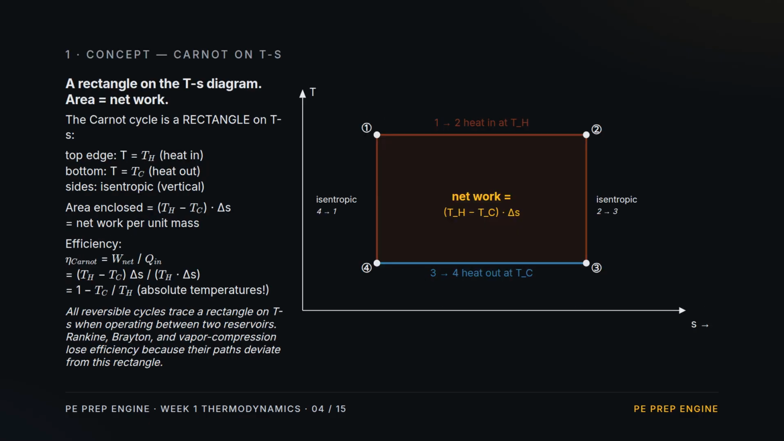Carnot on the TS diagram is a rectangle. Top edge at TH is heat addition. Bottom at TC is heat rejection. The sides isentropic. The enclosed area is net work per unit mass. Efficiency is net work over heat in, which simplifies to 1 minus TC over TH, provided both temperatures are absolute. All reversible cycles between 2 reservoirs trace this rectangle. Rankine, Brayton, and vapor compression lose efficiency because their real paths deviate from it.